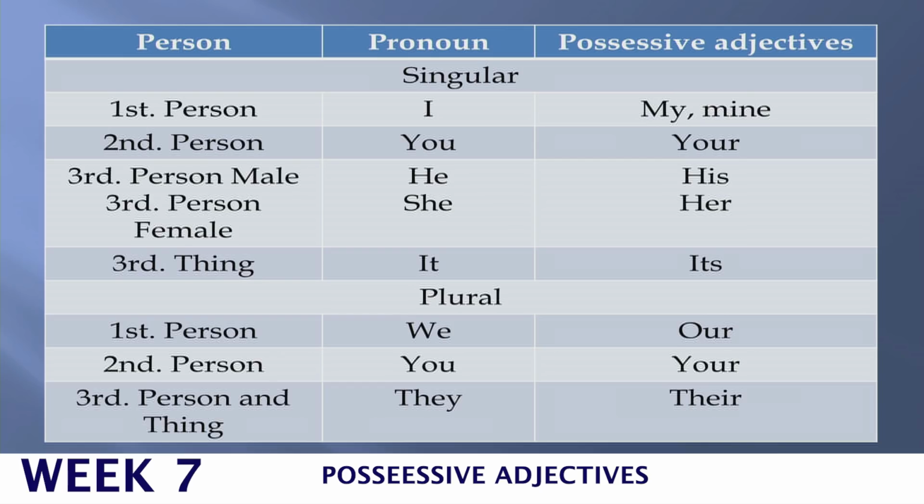In the plural form, for the first person, we would use the possessive adjective our. And for the second person, you, we would use your. For third person and thing, when it's a plural pronoun, we would use their.